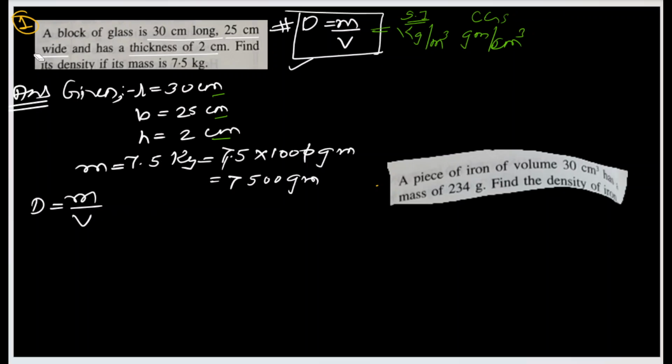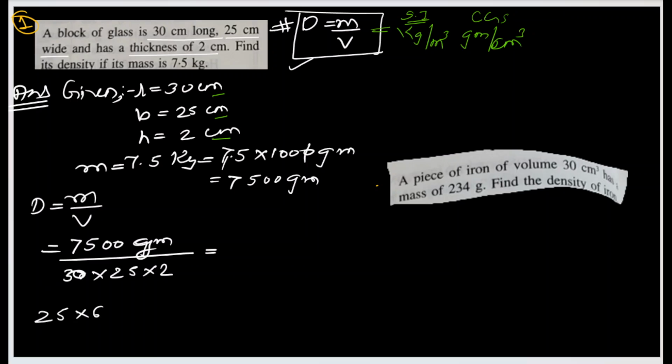So what values will you put here? 7500 gram divided by 30 into 25 into 2. Now 30 into 25 into 2 becomes what? 2 sixes are 12, 25 into 60: 5 sixes are 30, 2 sixes are 12, 13, 14, 15, 0. So this is a very simple way for the multiplication.